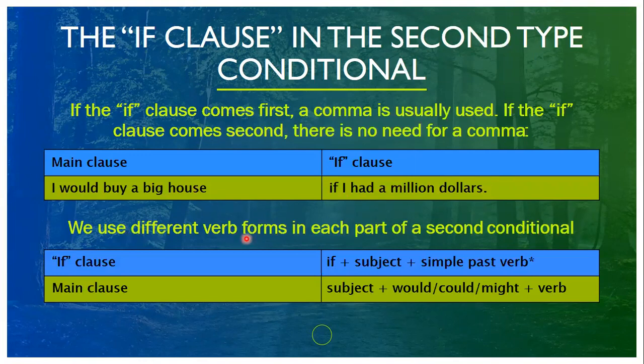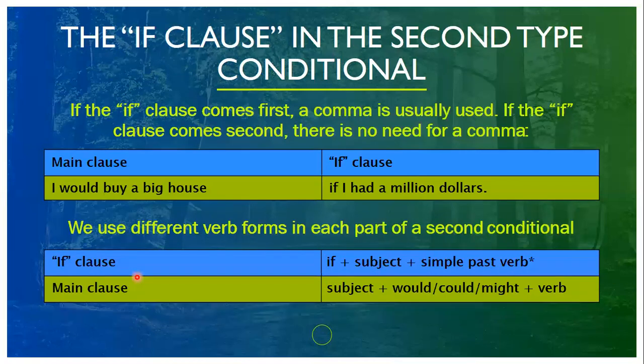We use different forms of the verb in each part of the second conditional. So for example, in the if clause, as you see over here in the presentation, you are going to include the following elements. First, you have the if, that's just a word, that's the meaning of it. You will have any subject that you want, so it can be the name of a person, a pronoun, the name of an animal, or a place. Then you will need a verb in simple past, okay? Any verb in simple past that you can think of, and finally a complement.